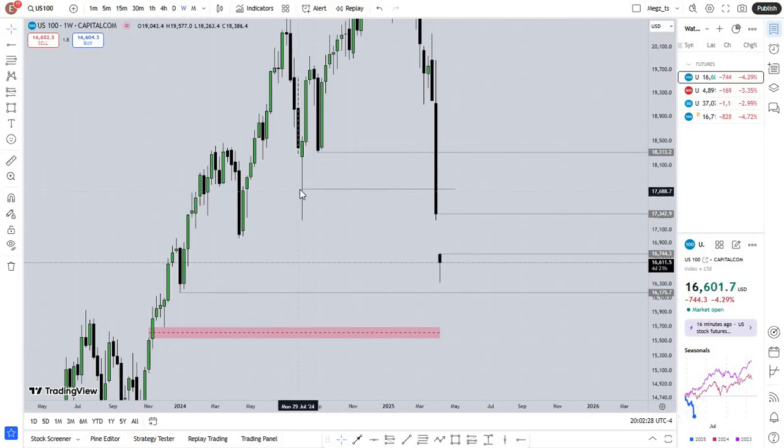So eyes on this consequent encroachment of this week right here, eyes on this candle's week, but I doubt we'll get up to this. This is CPI week. You guys should remember that.